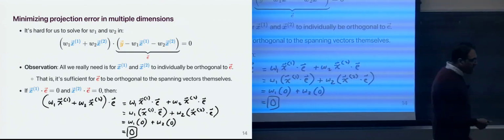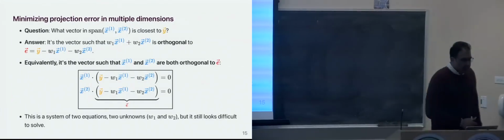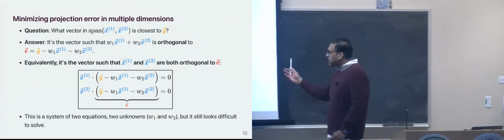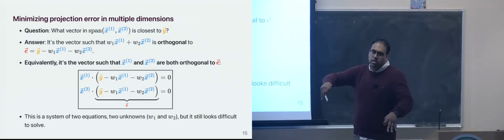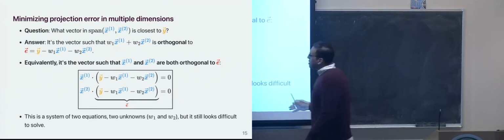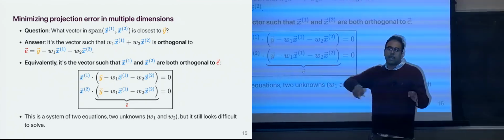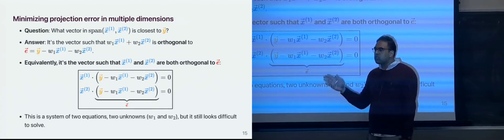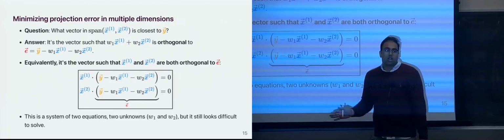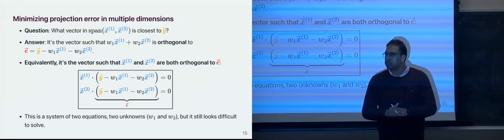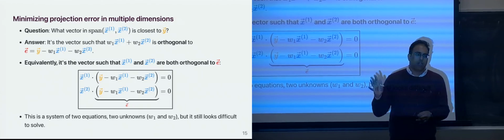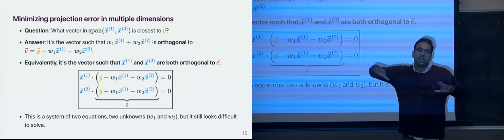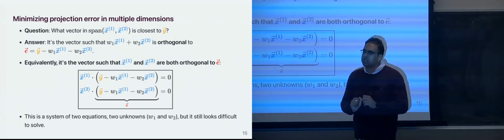The conceptual way of thinking about this is that if I want my error vector to be orthogonal to the projected vector, it's equivalent to just thinking about my error vector being orthogonal to the spanning vectors individually. So if the error is orthogonal to x1 and orthogonal to x2, then it's orthogonal to any linear combination of x1 and x2. That is, it's orthogonal to anything on that plane spanned by x1 and x2.